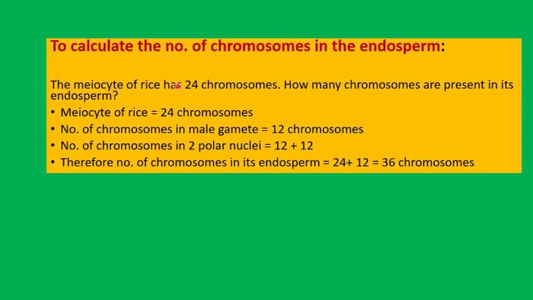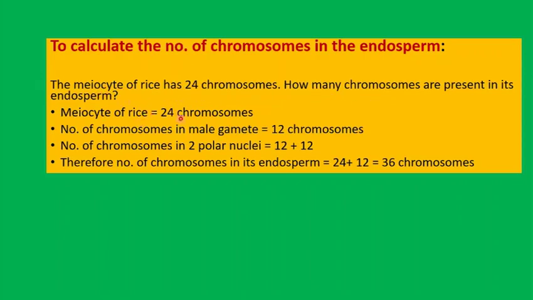That means if there are 24 chromosomes present in a plant like a monocot plant, like rice, the haploid number of chromosomes in each will be half of that, that will be 12. So keep that in your mind and you have to do the calculation. There will be many questions asked on this basis. You have to find out the ploidy of the endosperm, or the antipodals, or the egg cell, or the zygote, etc. For example, one question here: the meiocyte of rice has 24 chromosomes. How many chromosomes are present in its endosperm?